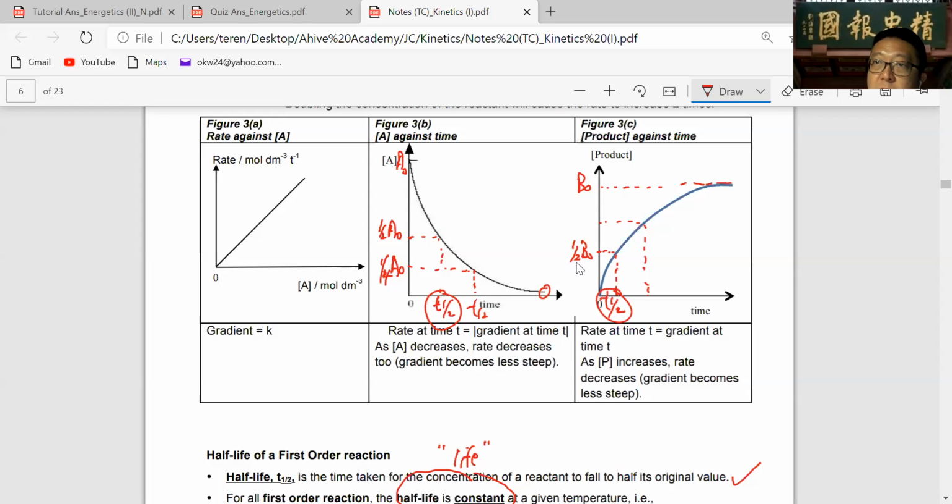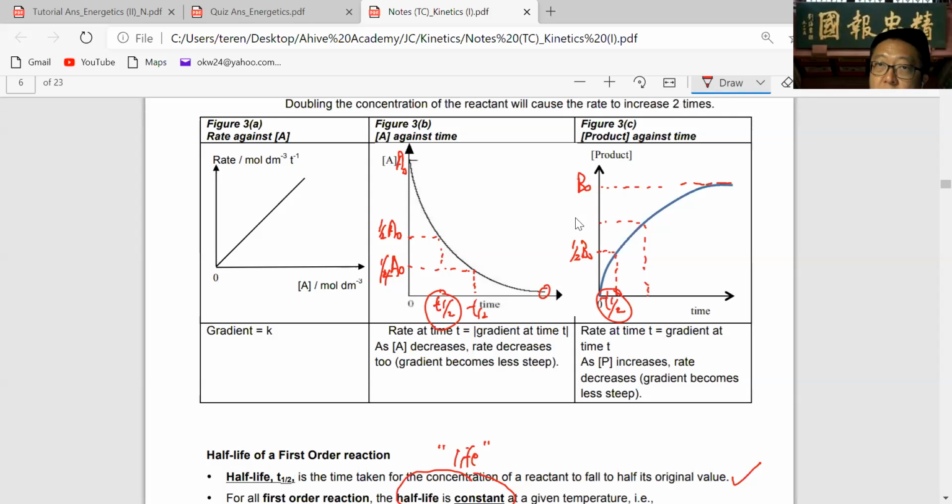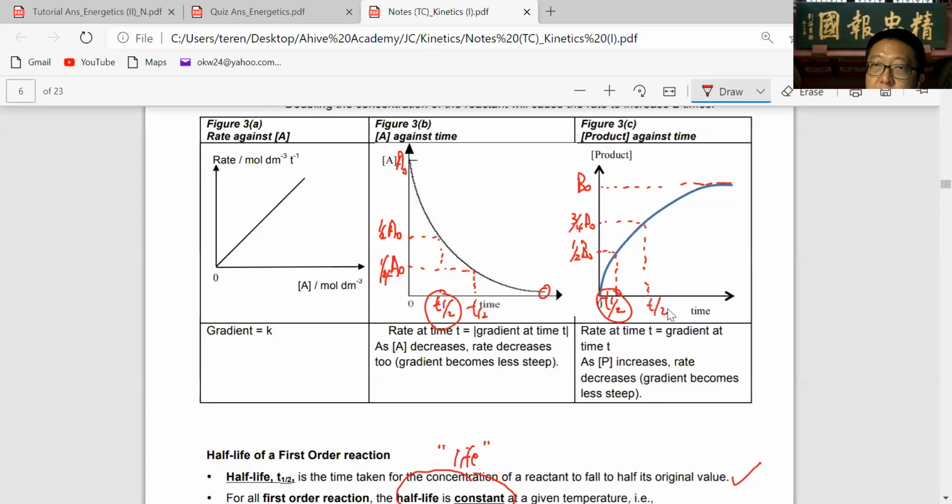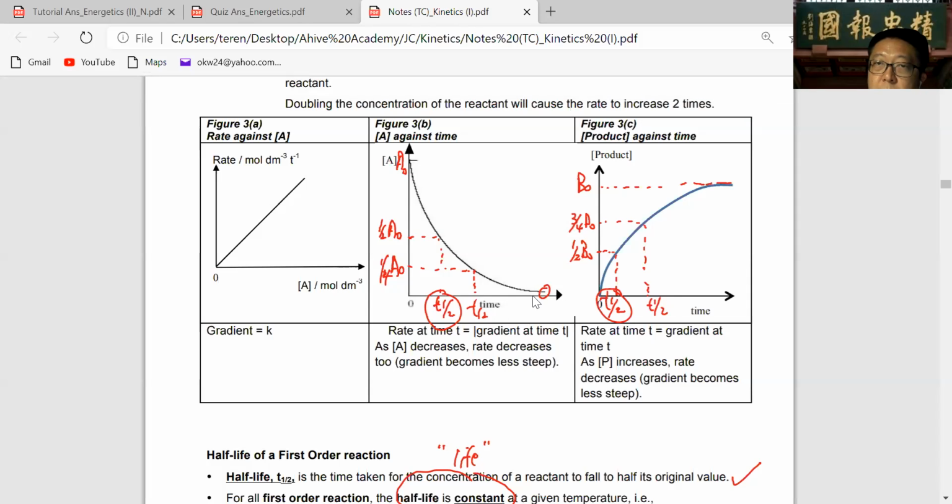So half of half is 1/4, right? So 1/4 plus the original half is your 3/4. This is your second half-life. Okay, and so on. Half-life for the product is the other way around. It is the time taken for half of the remaining amount to be formed. That's why it's 3/4 B0.